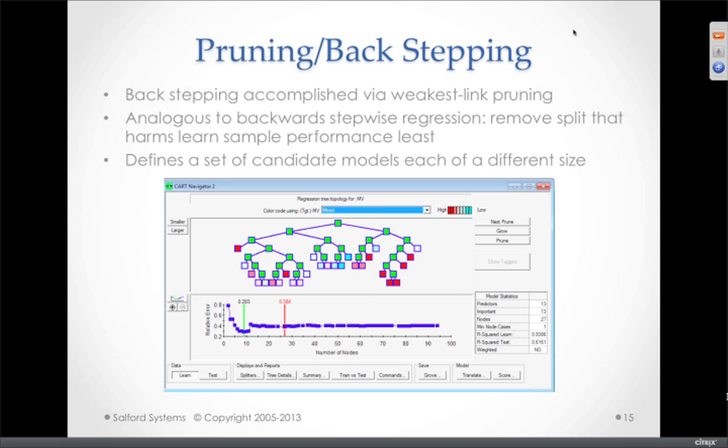Well, there's a backstepping, a pruning process in which we remove the weakest links on the training sample performance. We create a series of progressively smaller trees, and then we use the test sample to select the best. So we are peeking at the test sample here in order to learn something, and so that does give the reports that we have here a bit of an advantage.